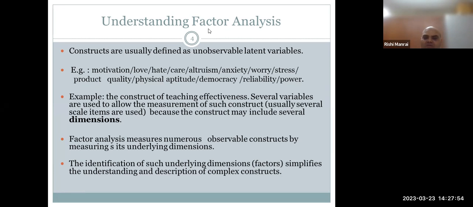Now, factor analysis measures numerous observable constructs by measuring their underlying dimensions. So, what are the dimensions of a particular construct? I have discussed the meaning of the term construct and how constructs are measured or made. Next, the second thing is how the dimensionality of a particular construct is measured. What is the meaning of the term dimensions? Yes, anybody, can you explain the meaning of the term dimensions of a construct?